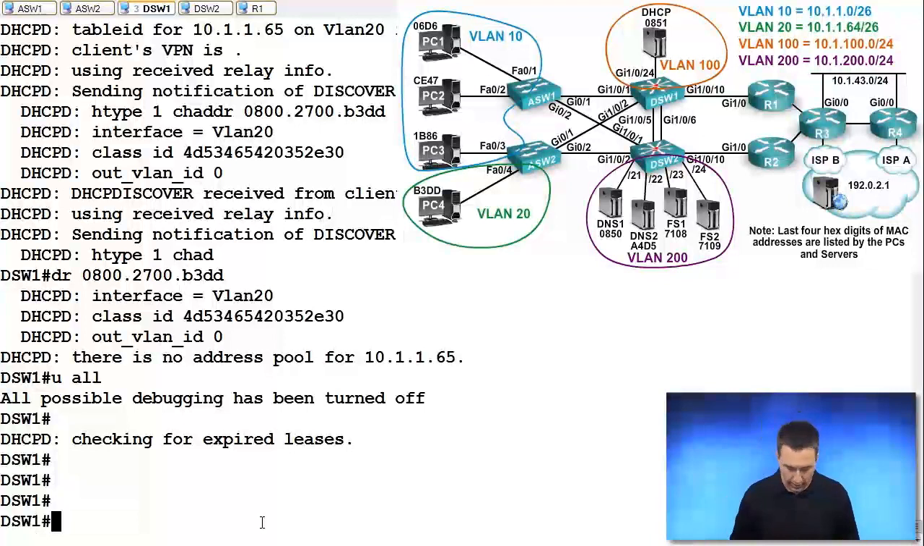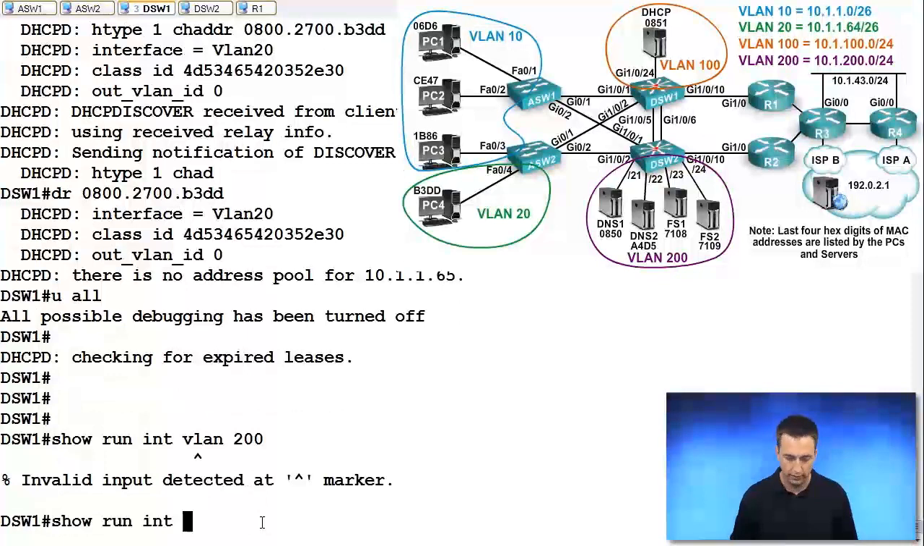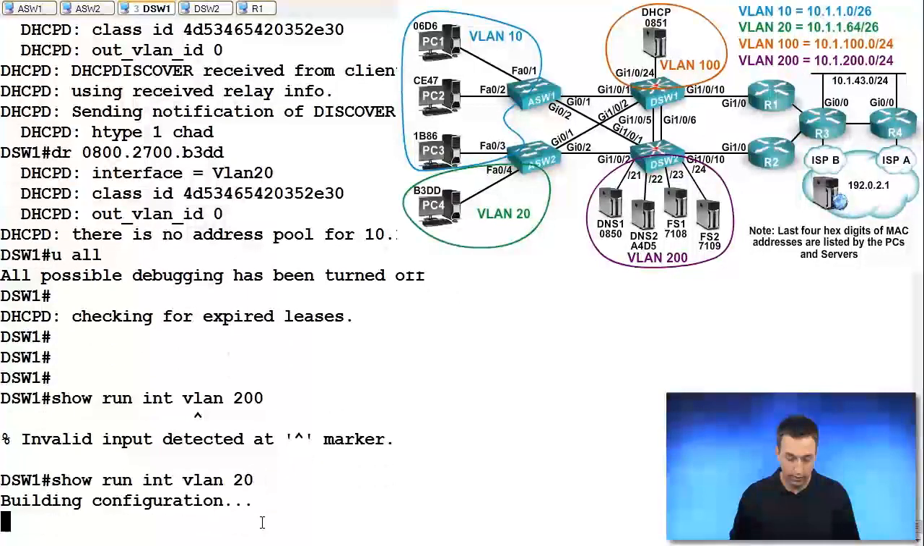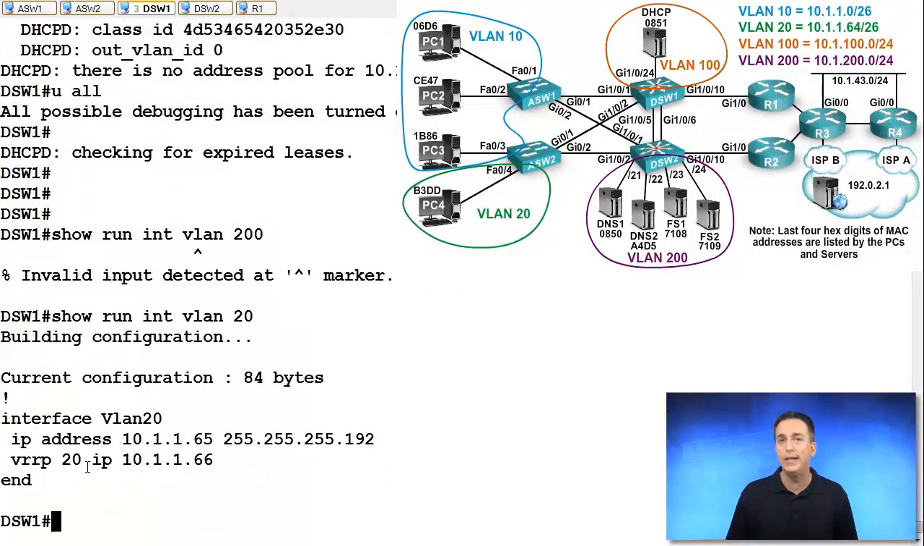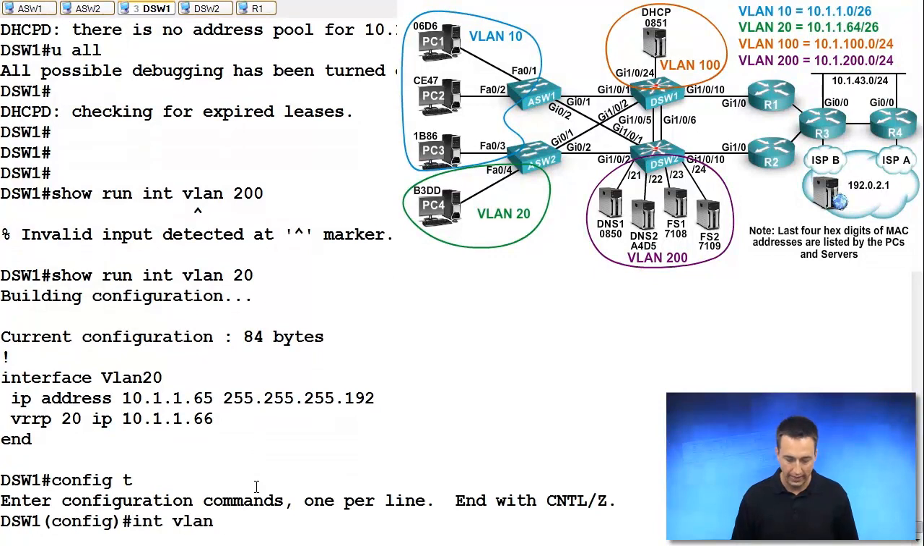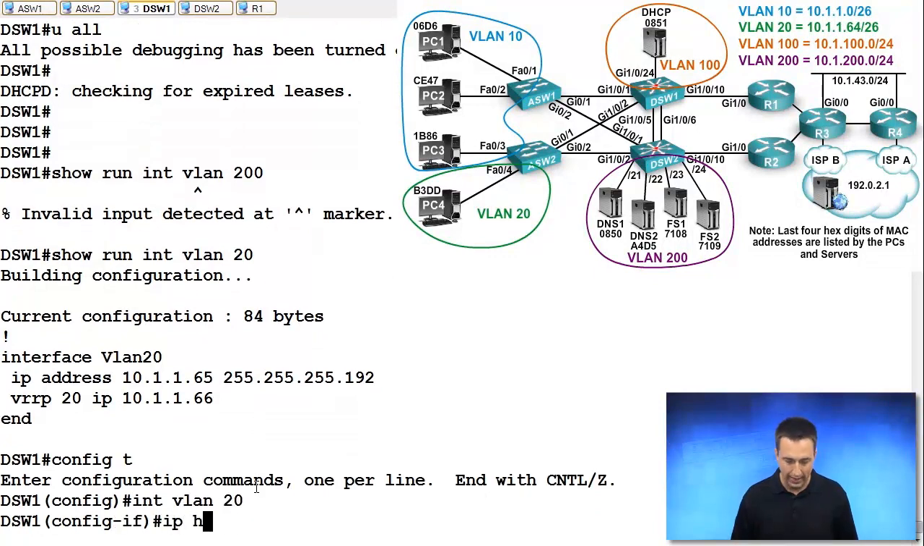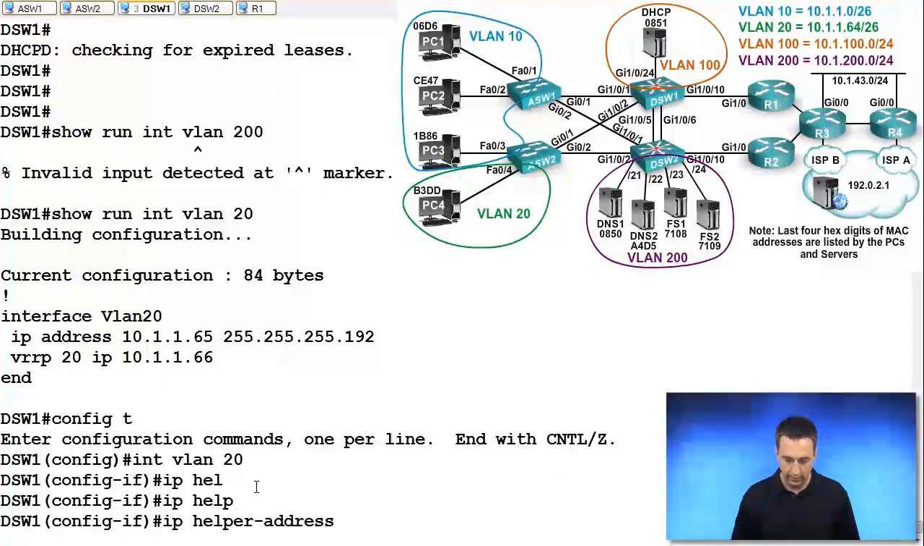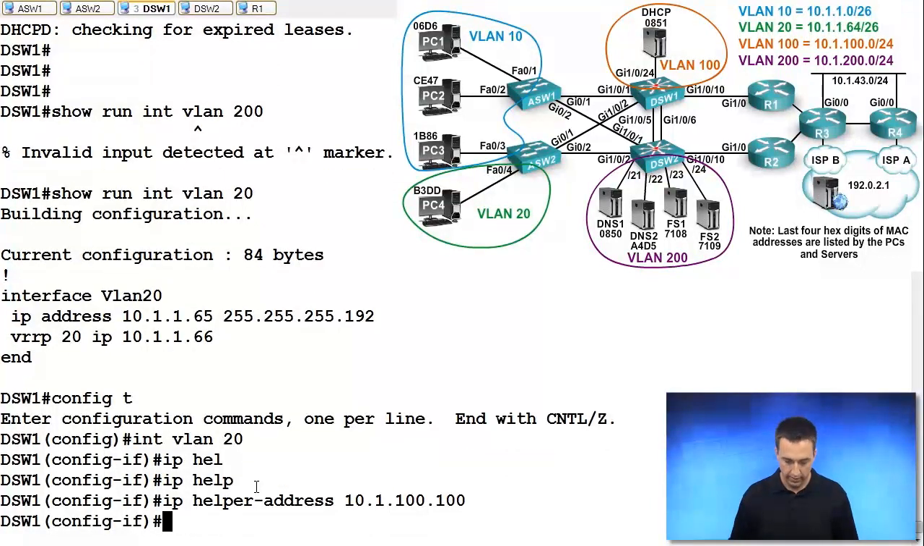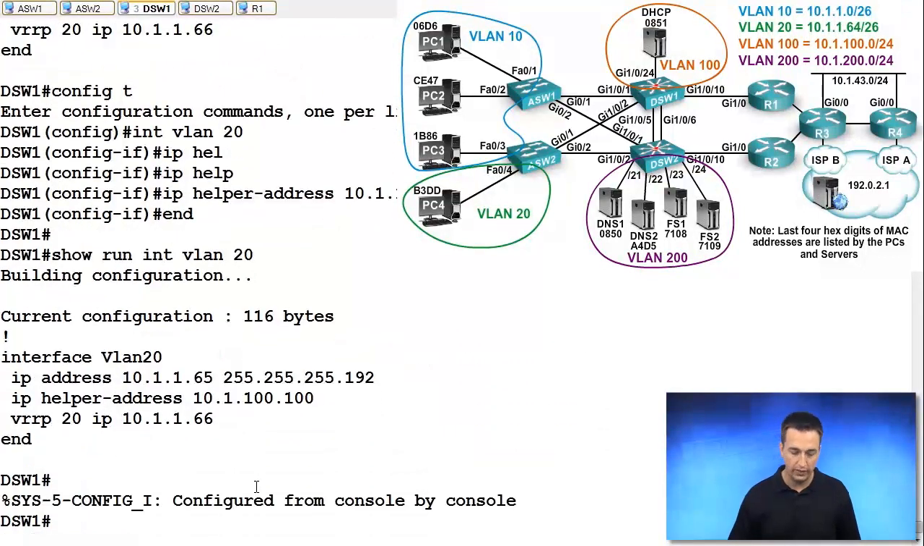We type in the command show run interface VLAN 20, and we can see there is no IP helper address configured in this case. So if we go into global configuration mode, interface VLAN 20, ip helper-address 10.1.100.100, which is the address of that server. Let's look at the output of show run interface VLAN 20. There's the command.